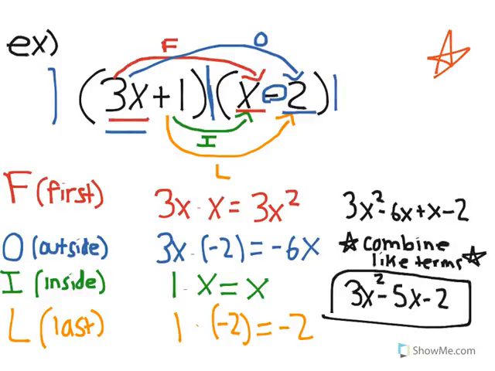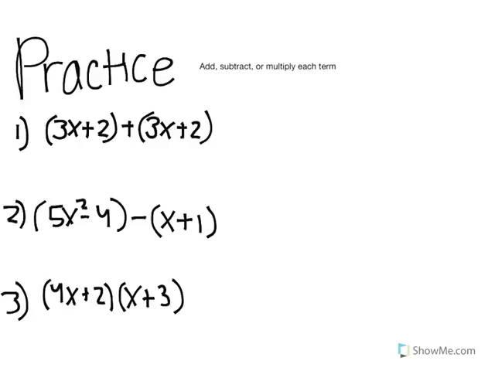Then I do inside, which is the two inside terms. Like I said, this would be considered the outside. This line in the middle would be the inside. So 1 and x are my inside terms. So 1 times x is just x. And then my last terms, which are the last terms in each individual binomial, which would be 1 and negative 2. So 1 times negative 2 is negative 2. I just write out all my terms side by side, and I then combine the like terms, and I end up with 3x squared minus 5x minus 2. Okay.